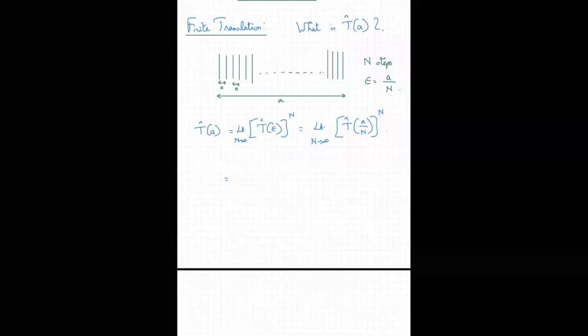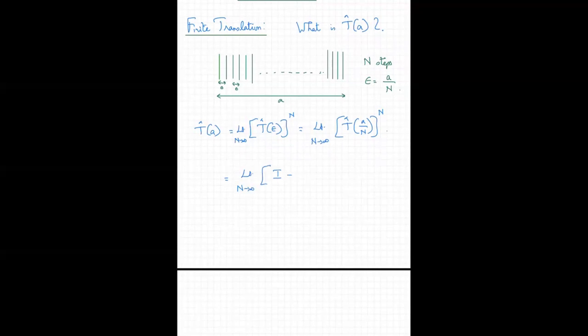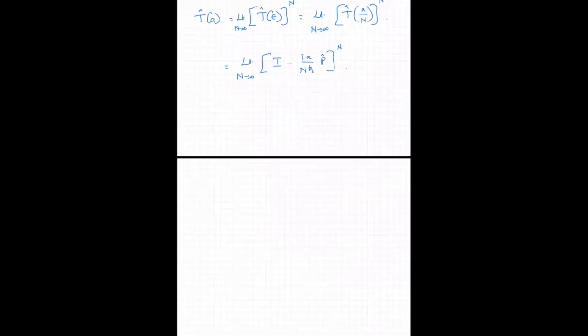So T of A over n, in the limit n goes to infinity. What is this object? This is identity minus i epsilon over h bar P, but epsilon is now A over n, so identity minus i A over n h bar P, taken n times. Okay. And you might know what this object is if you take the limit n goes to infinity, but if you don't know what this is, we can easily evaluate this. So, aside, let's evaluate this quantity in case you've not seen this before.